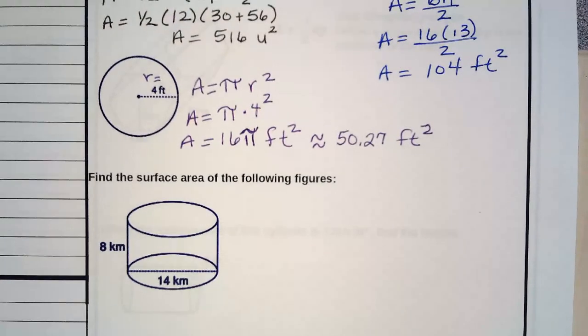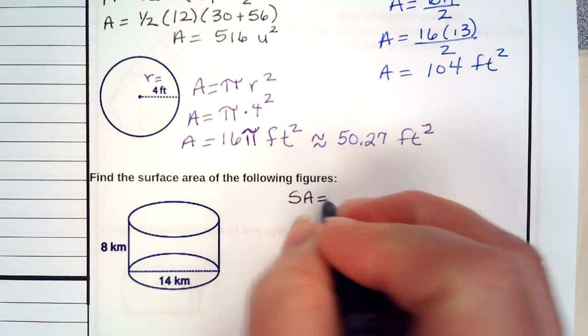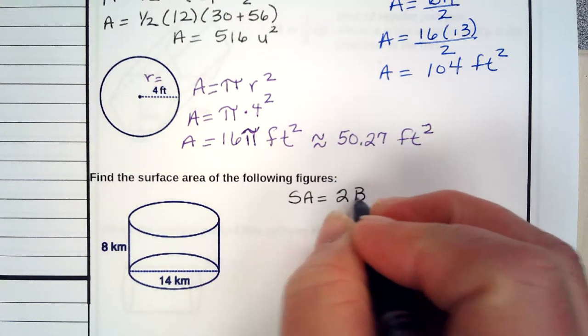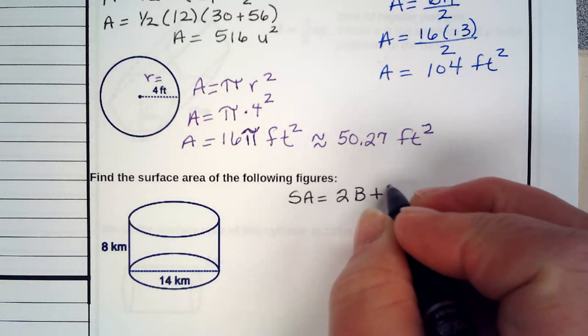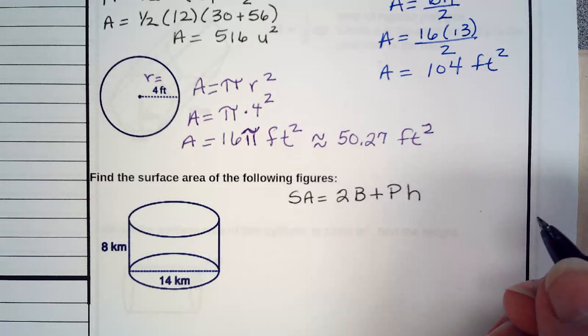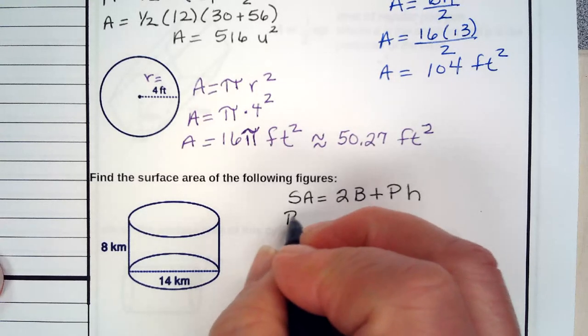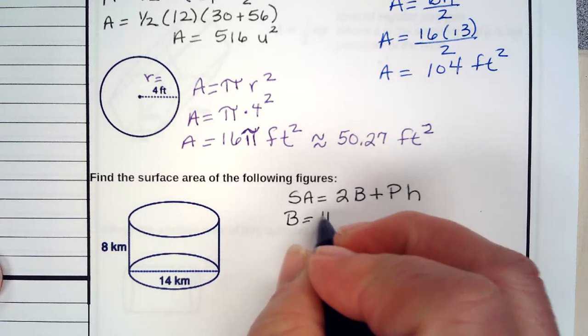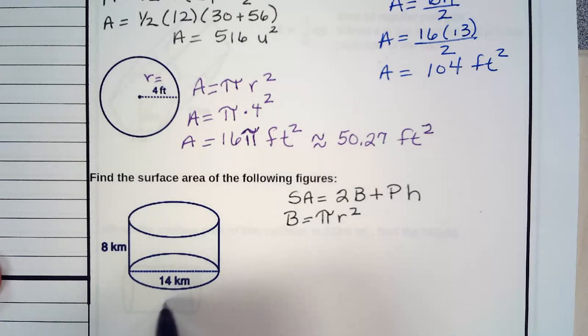Okay, the surface area of a cylinder. Remember, our surface area is always 2 times our base area plus our perimeter times our height. In this case, our base is a circle. So this is pi r squared. 14 is not my radius. That's my diagonal, or my diameter.